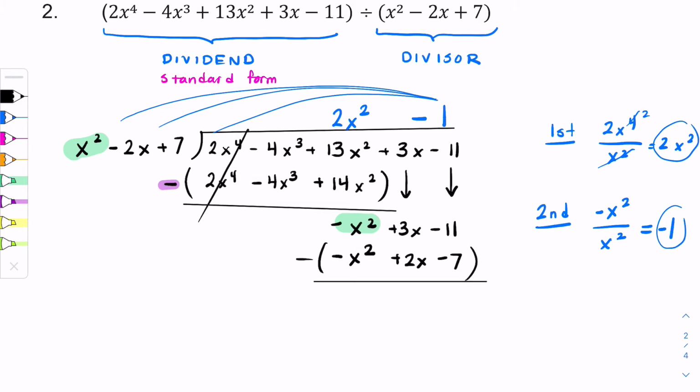Subtract all values. Negative x squared plus x squared is 0. 3x minus 2x is x. And negative 11 minus negative 7 is negative 4. Now we don't have any more terms in our dividend to bring down, so this here is going to be called our remainder.